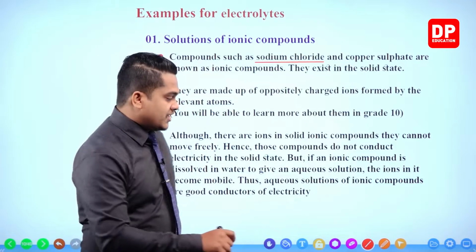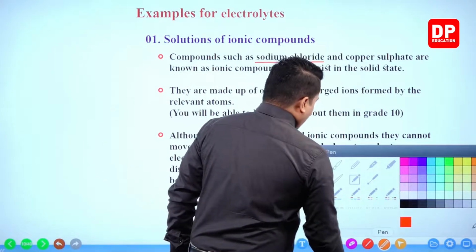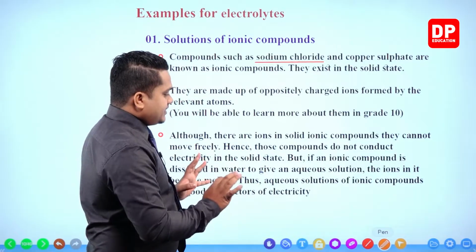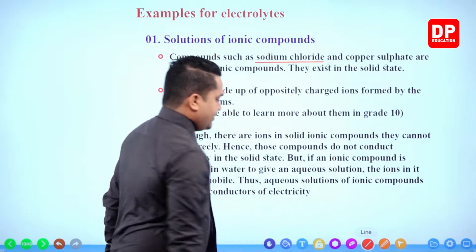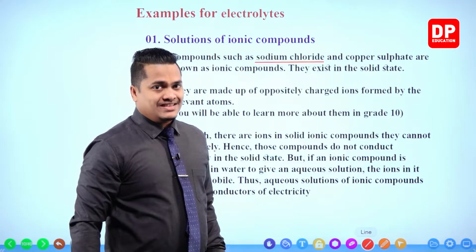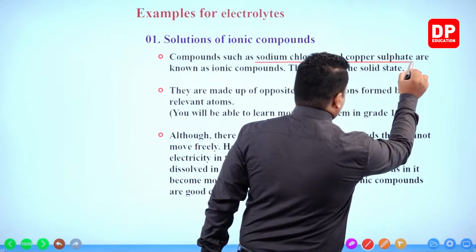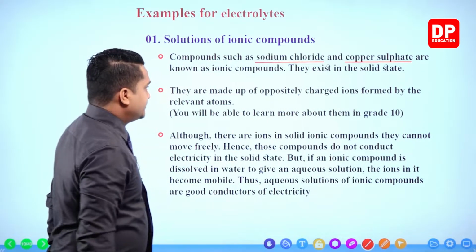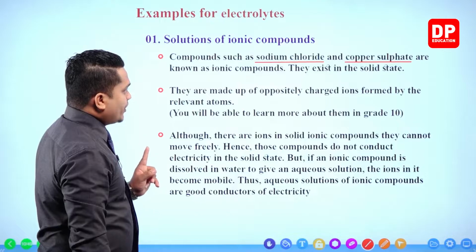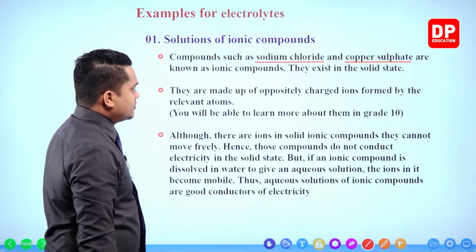Okay, check the specialty here. I'm going to circle out the specialties. I'll explain these things, then I'll write down the examples, and then you will know what kind of a thing this ionic compound is. Then next one, copper sulfate. Compounds such as sodium chloride and copper sulfate are known as ionic compounds.